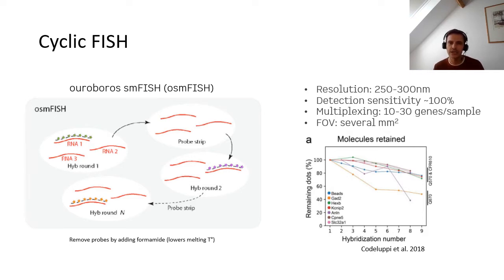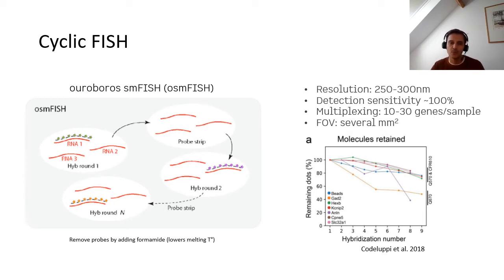The resolution and detection sensitivity is on par with what we know from single molecule FISH. However, the multiplexing capacity is still relatively limited. Because you strip away these probes, it has an impact on the RNA quality over time, because you're rehybridizing, re-imaging, and stripping away these probes every time. So we see a drop in signal intensity the more cycles you want to add to this protocol.